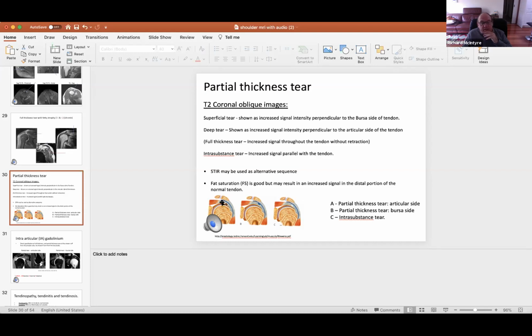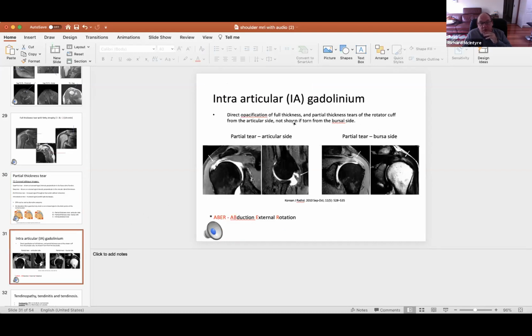So whilst IA-GAD is very good for rotator cuff tears, it's really very good for rotator cuff tears that affect the articular surface of the tendon. If that tear is not complete and doesn't extend out through, or it comes from the outside of the supraspinatus tendon, then we're not going to see it in intra-articular imaging of the shoulder.